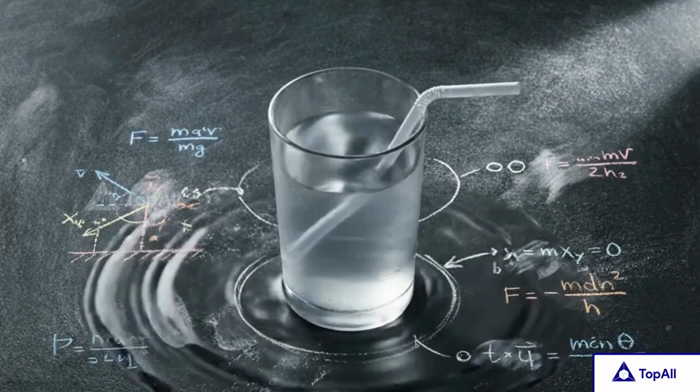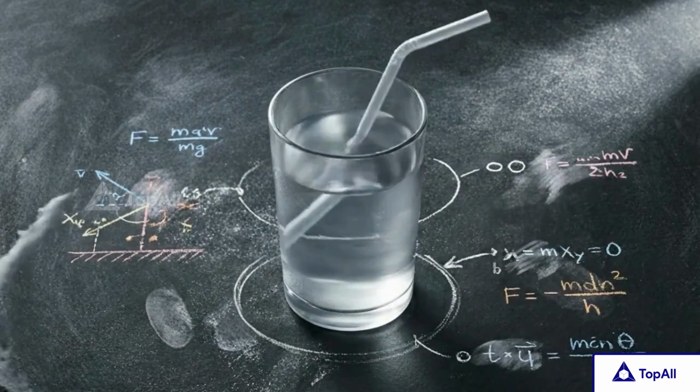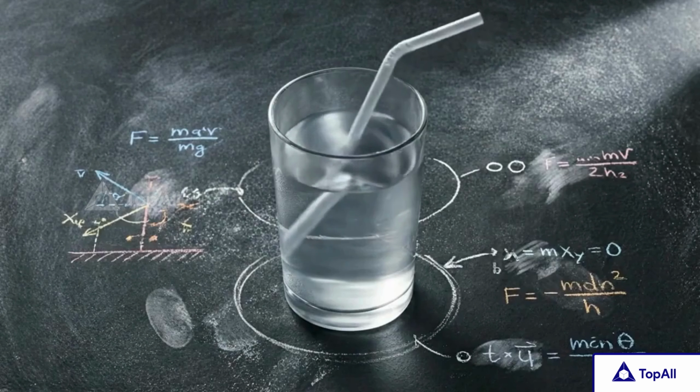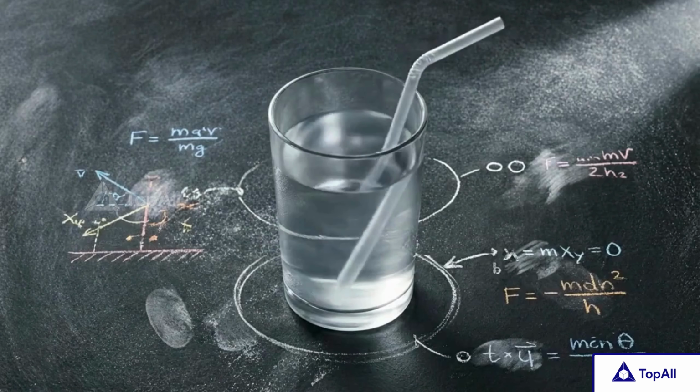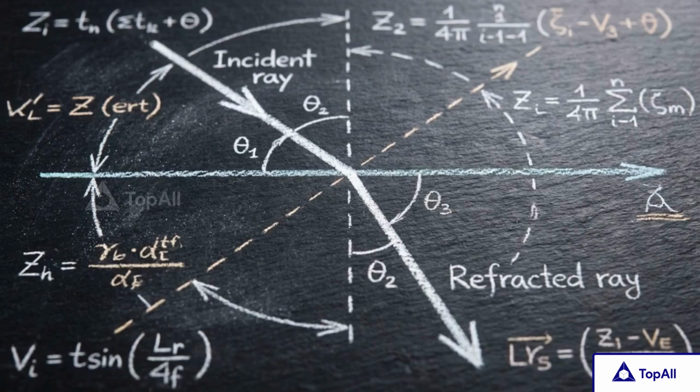Look at a straw resting in a glass of water. At the waterline, the physical object appears severed, completely disconnected from the top half. This happens because of refraction. Refraction occurs when a light ray crosses the boundary between two different transparent materials and changes direction.